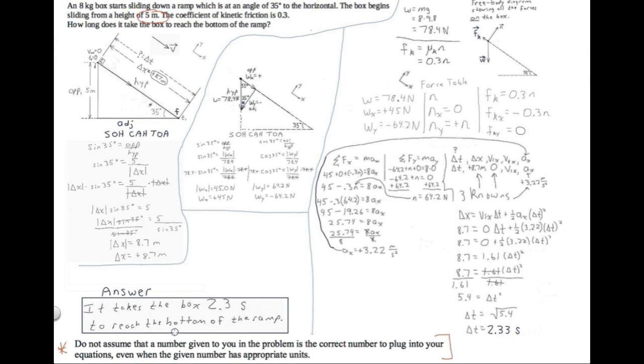The moral is that on physics exams, you should not assume that a number that is given to you in the problem is the correct number to plug into your equations, even if the number has the appropriate units. 5 meters does have the right units to plug in for delta x. That's why it's a tempting trap, but it's still not the right number. You have to think about it and decide in each case whether a number is or is not the correct number to plug into your equations. If the number that's given in the problem is not the correct number to plug into your equations, then probably you need to use that given number to figure out the number that you should plug into your equations.